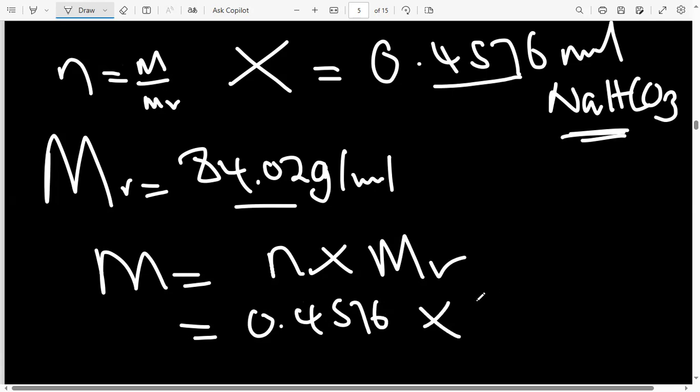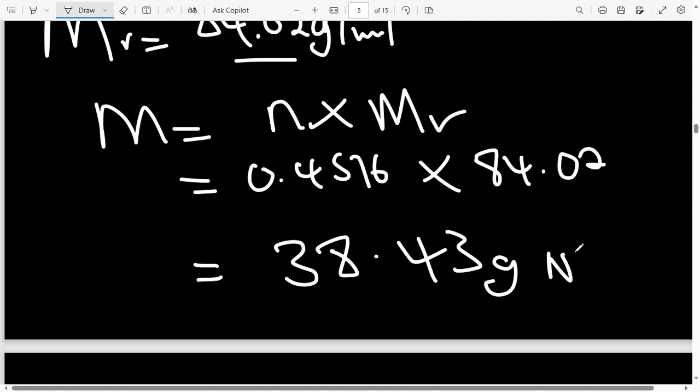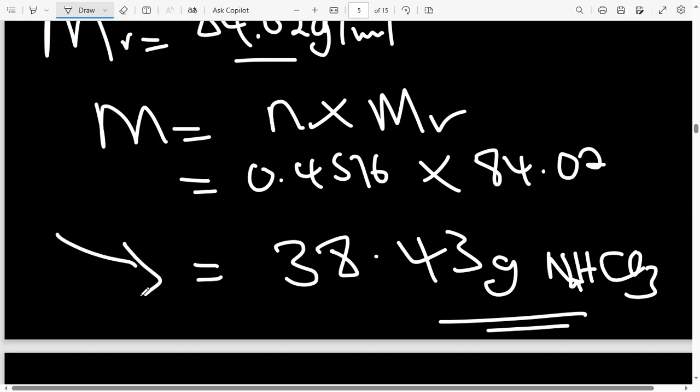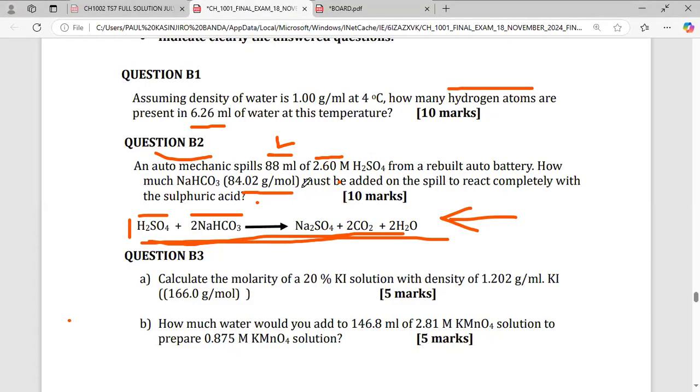So the moles are 0.4576 multiplied by the molar mass, which is 84.02. Okay, so punch this onto your calculator. We are getting 38.43 grams of sodium hydrogen carbonate. This here is the amount of sodium hydrogen carbonate that should be added to that solution for it to be neutralized. Okay, so that's how you find that one there.